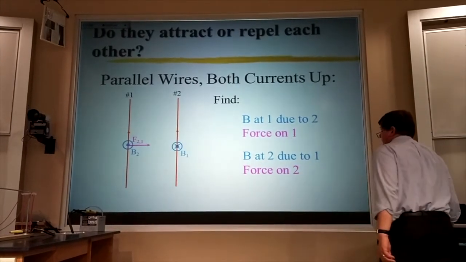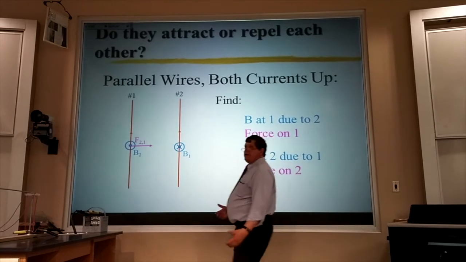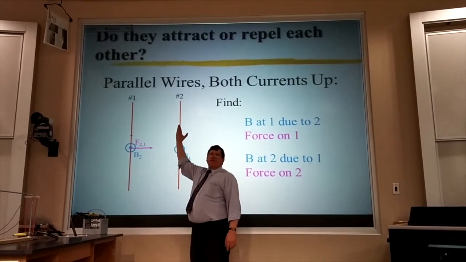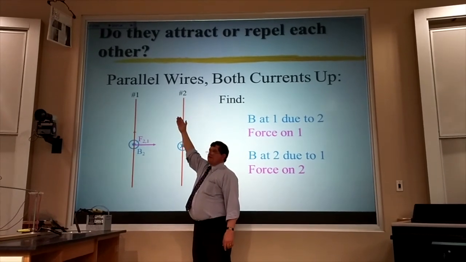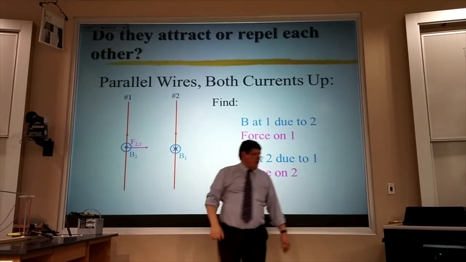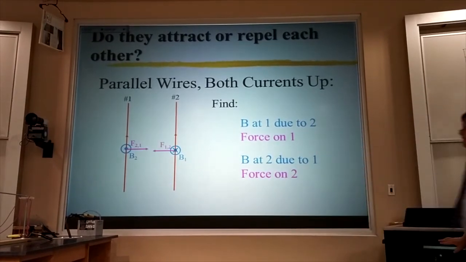So now I'm ready to use right-hand rule number 1. I reach in the direction of the flow, the current. I turn my wrist so that I can wave in the direction of the B field, and I get the force that way.